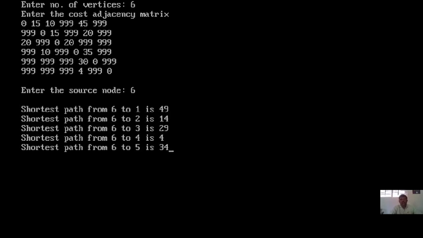So this is the shortest path from node 6 to all others: 6 to 1 is 49, 6 to 2 is 14, 6 to 3 is 29, 6 to 4 is 4, and 6 to 5 is 34.